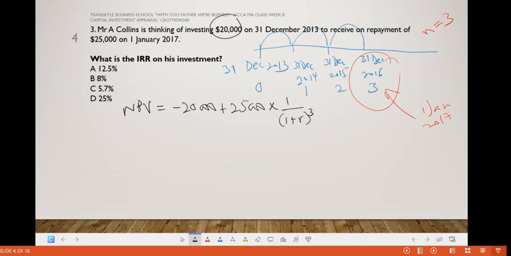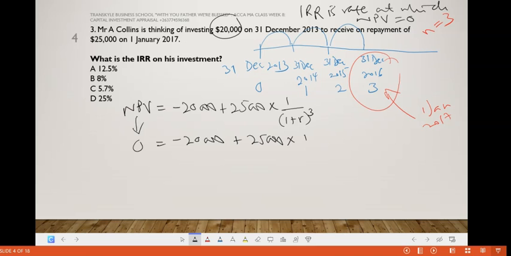Now the question is saying, what is the IRR of the investment? What we know is that IRR is the rate at which NPV is equal to 0. So we have to slot a 0 into this particular equation. So for us to get the IRR, the NPV should be 0. Okay, so 0 is equal to minus 20,000 plus 25,000 multiplied by 1 over (1 plus R).